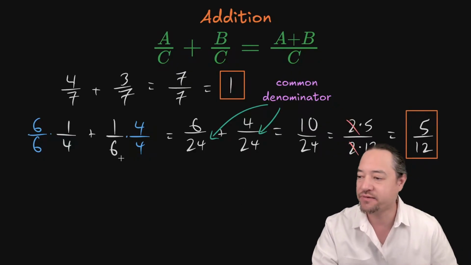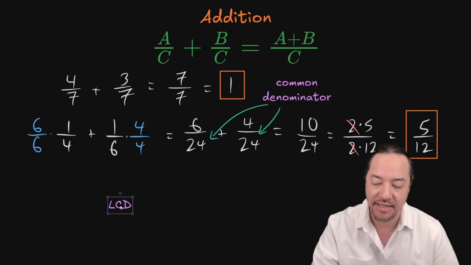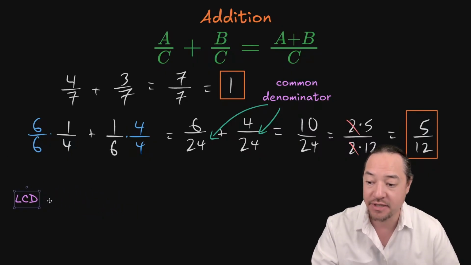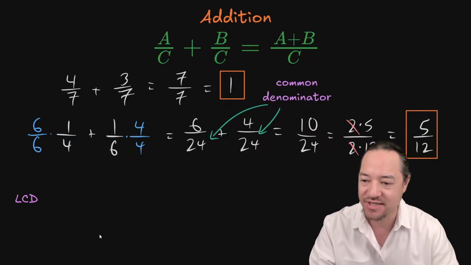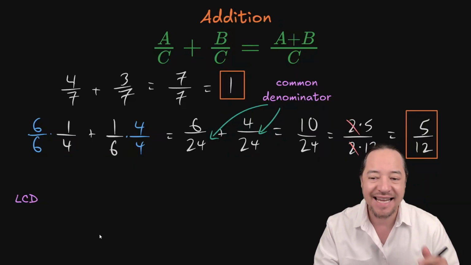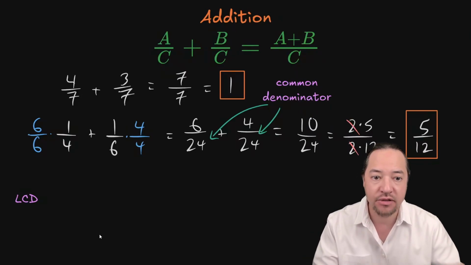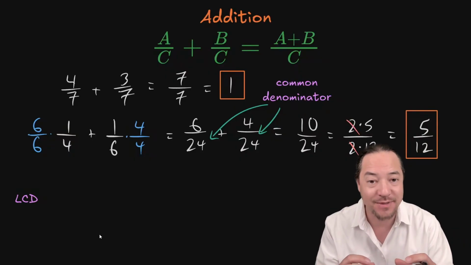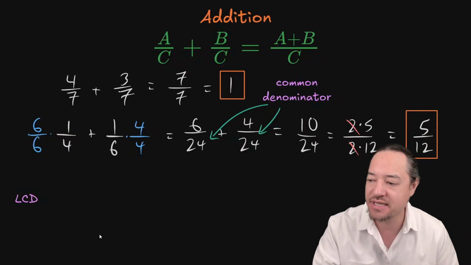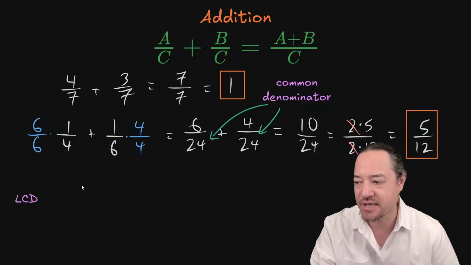But I can do it a different way. And what I'm going to do is I'm going to get what's called the least common denominator or lowest common denominator, often abbreviated LCD. And the idea is that I didn't actually have to get such a large common denominator. 24 is kind of big. I could have gotten one that's smaller. I want to get the lowest common denominator. And that's just going to make things easy because we'll be working with smaller numbers essentially.